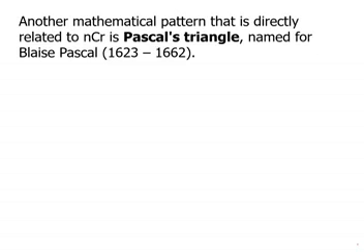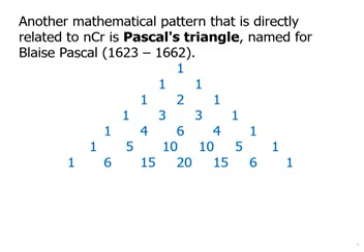Another mathematical pattern that is directly related to n choose r is Pascal's triangle, named for Blaise Pascal. And so here's Pascal's triangle. It's often something that they have little kids create because everything is just created by addition. If you notice, every number is the sum of the two numbers diagonally above it. For example, 3 is 2 plus 1. 6 is 3 plus 3. 4 is 3 plus 1. 10 is 6 plus 4, etc.